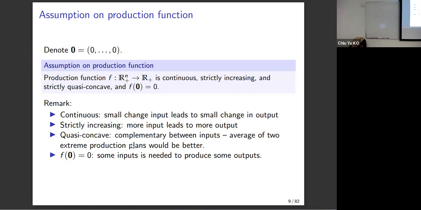The first one, continuous, I think is very natural, right? If you change the input slightly, output will change slightly, right? Suppose you make your CPU slightly faster, right? Then it doesn't make output increase a lot.